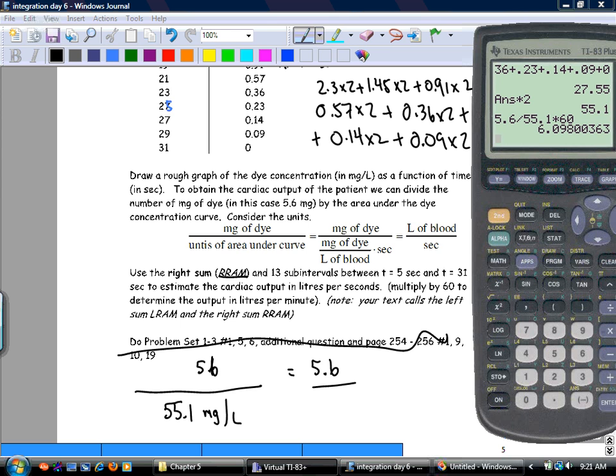Just 6.09 liters per minute. Now, is that good? Is that bad? I leave that up to the medical professionals. But at least you now know how much blood's coming through the person's heart. You could take that over to the doctor and say, "Doctor, do we have a blood problem? Is there a problem with the amount of blood that the person's heart is pumping?" This is per second, right?